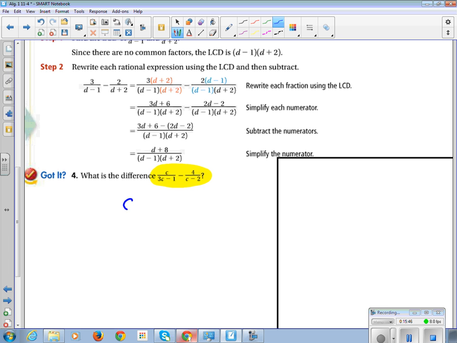So the first guy is going to get a c minus 2 to the top and bottom. Because if we're going to do math manipulation, we've got to keep it legit. The next one is going to get a 3c minus 1.